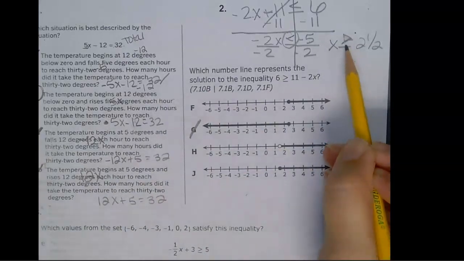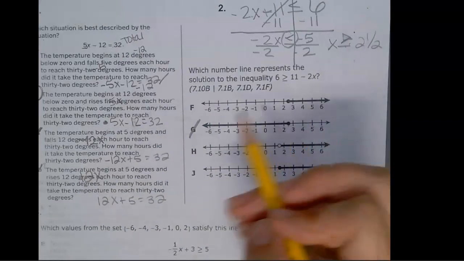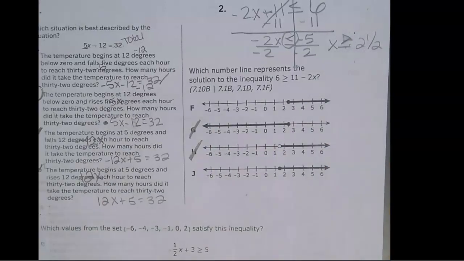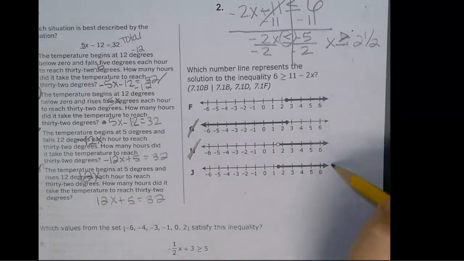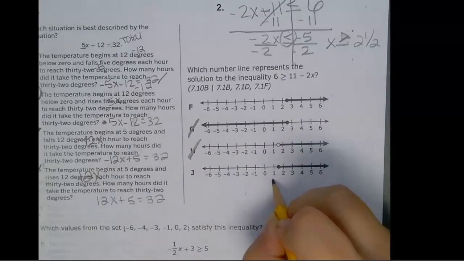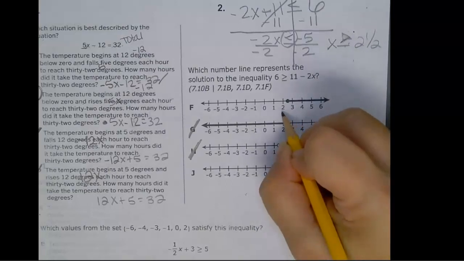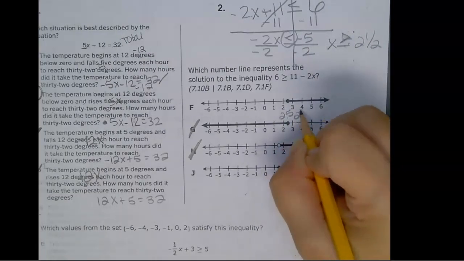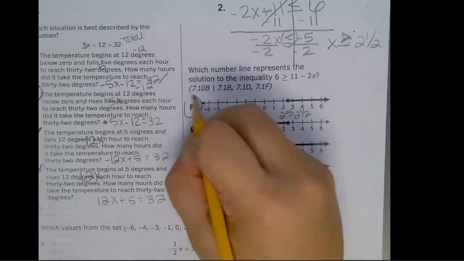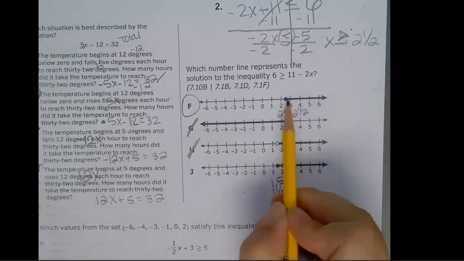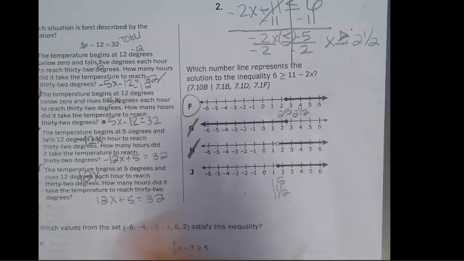Because we have an equal to symbol, we want our dot to be closed, so it's not going to be H. So that takes us down to F and J. Well, J begins at 1.5, and then F begins at 2.5, however you want to write it, as a decimal or as a fraction. So F is going to be the correct answer choice and include all of the solutions that are greater than 2.5.